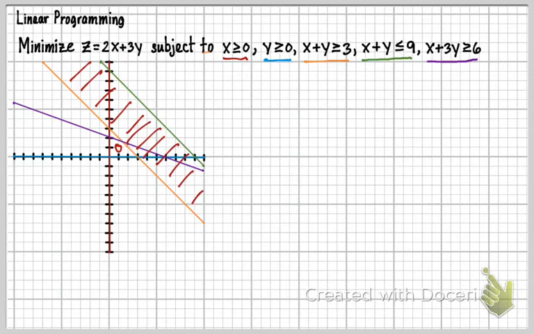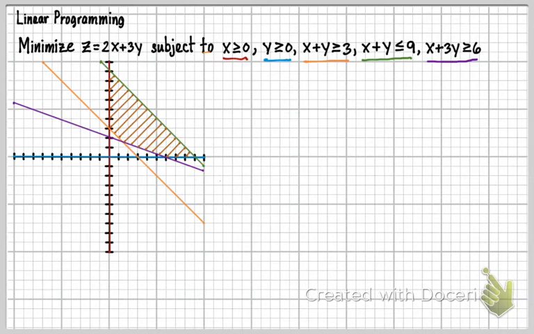Now I'm going to do the purple line. When I plug in 1, 1 there, that's 1 plus 3 times 1, which is 3, so that's going to be 4. 4 is not greater than or equal to 6. That tells me I wouldn't be on the left side of the purple line. I'm actually going to be on the right side of the purple line. So there's our feasible region shaded in.